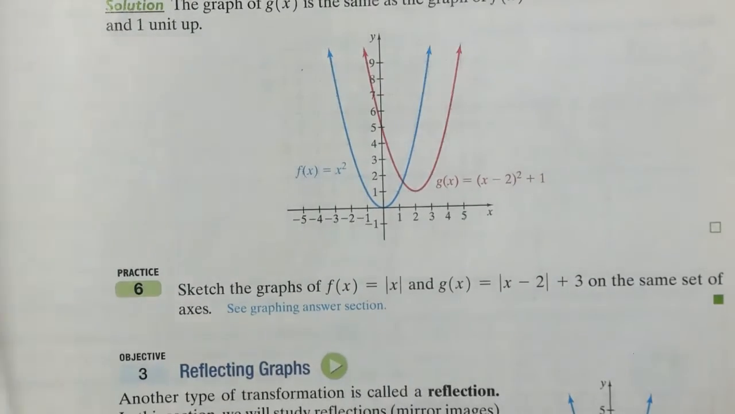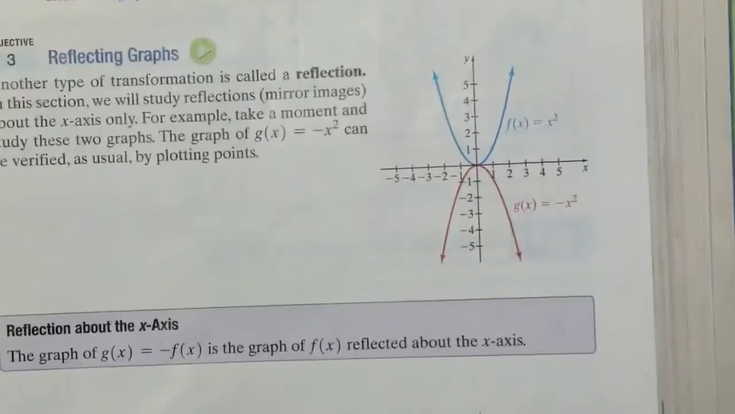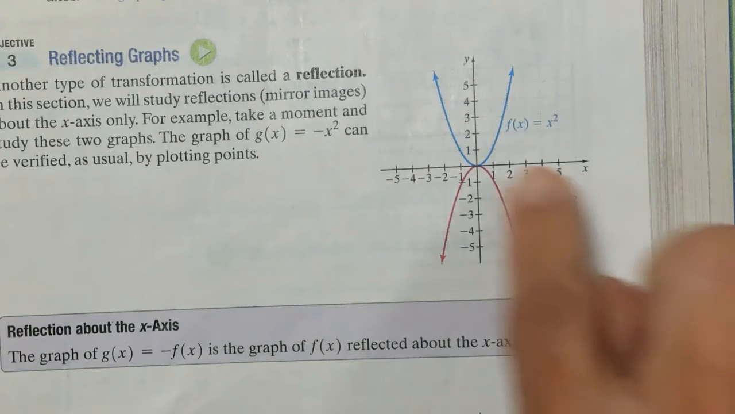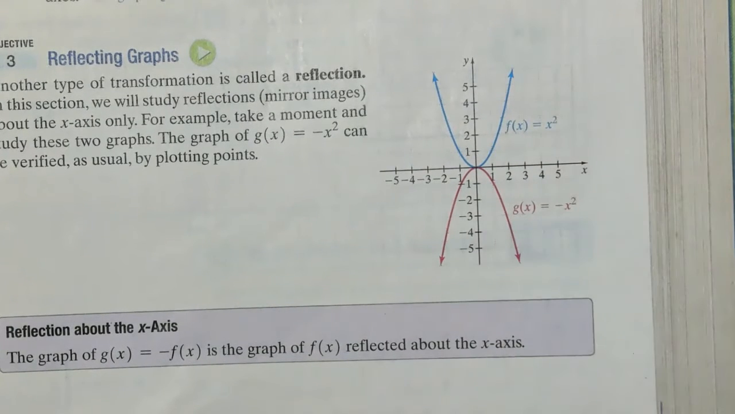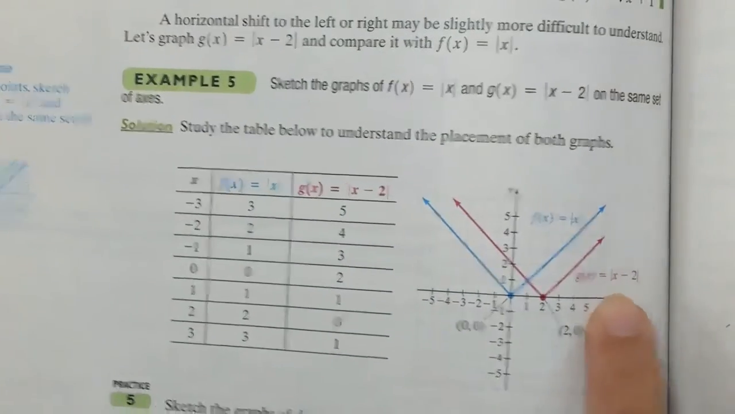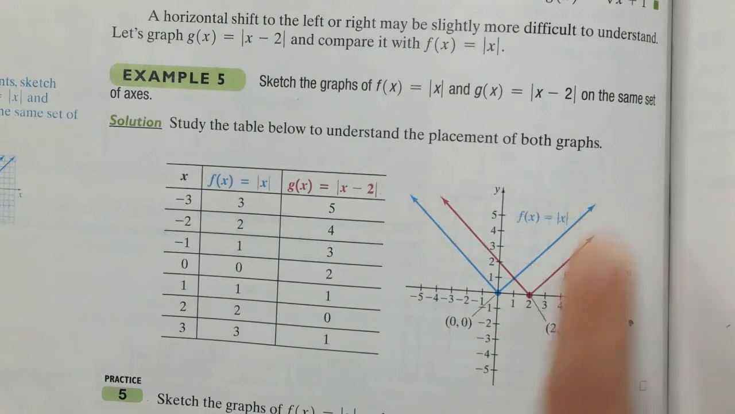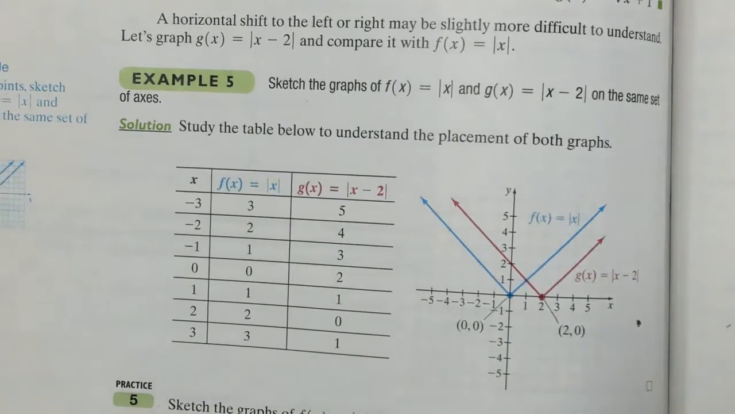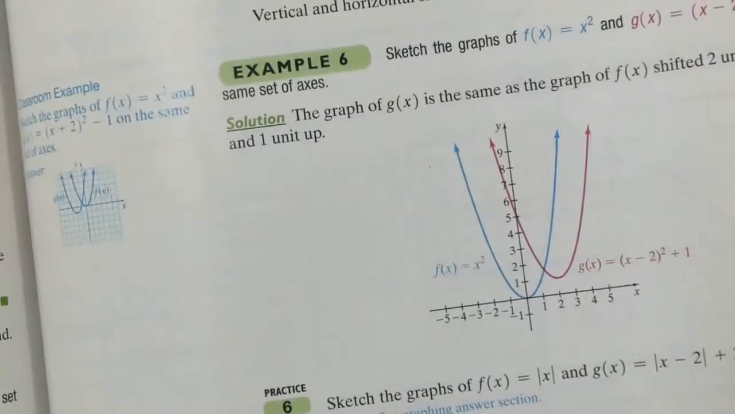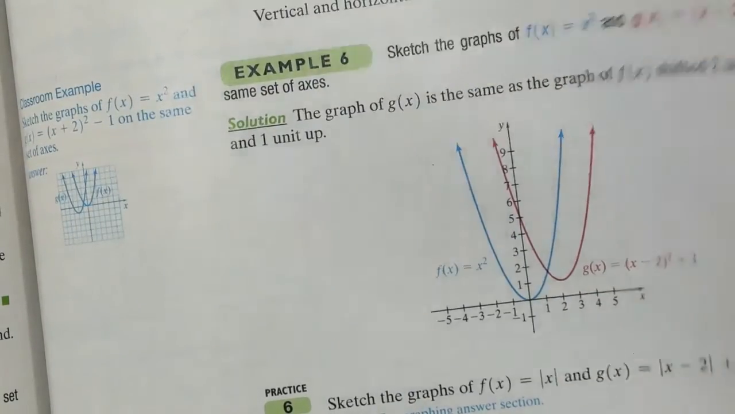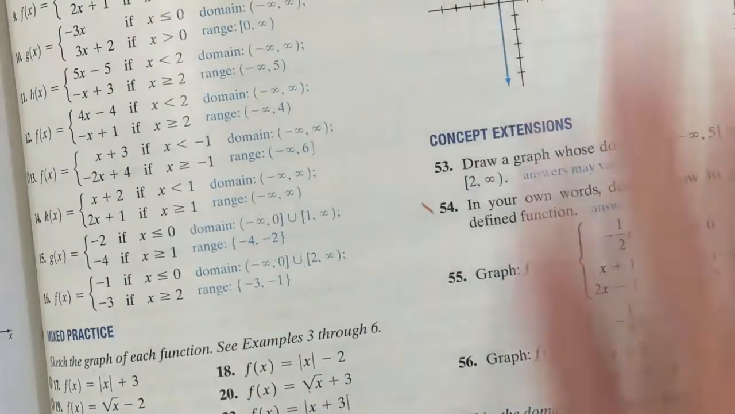Okay, so here's a good example right down here of your positive x squared and your negative x squared. This is what happens to your absolute value graphs when you start putting more than just the x in the absolute value. It's just going to move it over. Okay, let's see here. Any more?